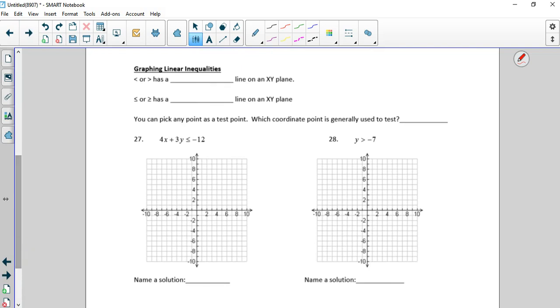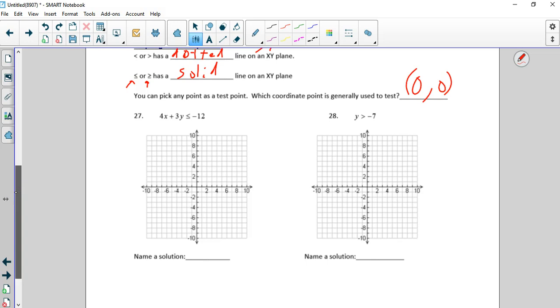Okay, inequalities. Less than or greater than has a dotted line. And see these, how they have that line underneath it? They have a solid line. This is when we shade. We only shade for inequalities. You can pick any point as a test point. The best one is 0, 0, unless the line goes through 0, 0, or it's really close and you can't tell.